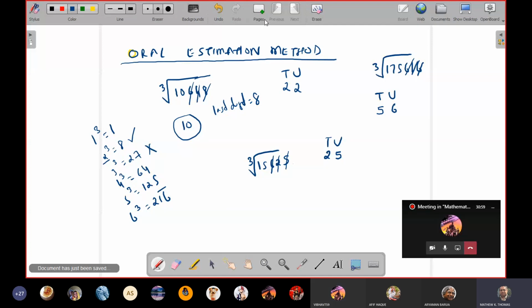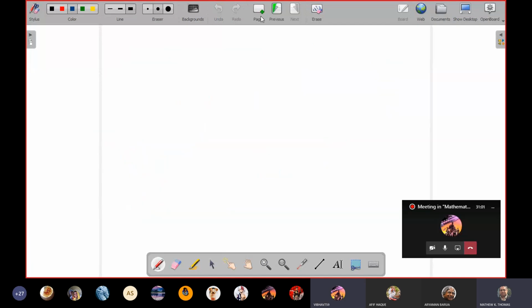Okay, now using this estimation method, we are going to do question number 3. Find out the cube root of 1331.